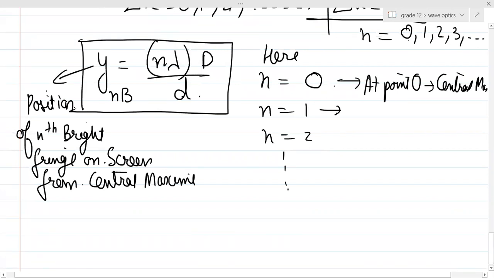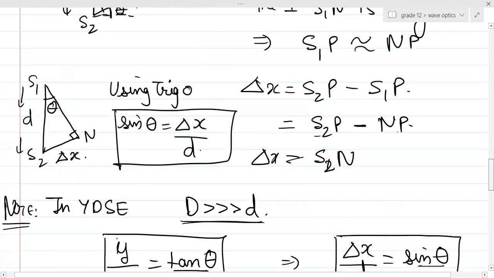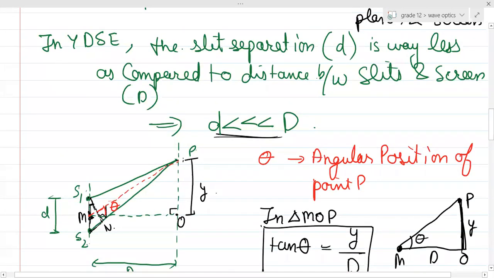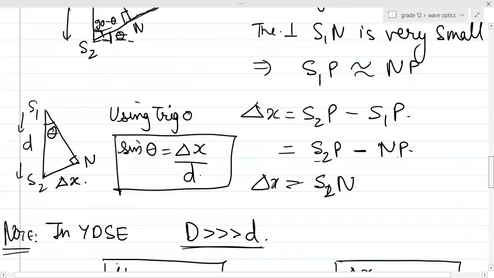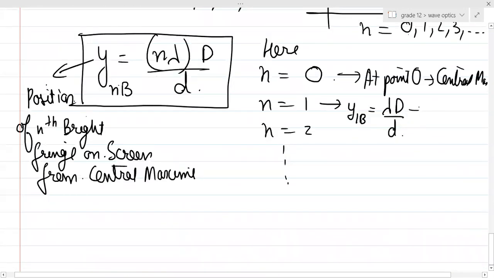When you put n equals to 1 over here, what will be the position of the first bright? The position of the first bright will be lambda D upon small d. So basically at a distance of lambda into capital D upon small d, you will get your first bright, or first maximum. So that is what we have written. If I put n equals to 2, then what will happen?